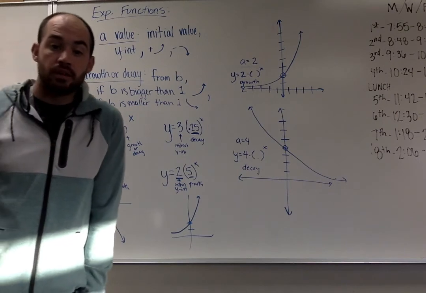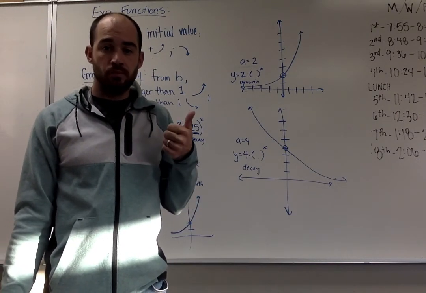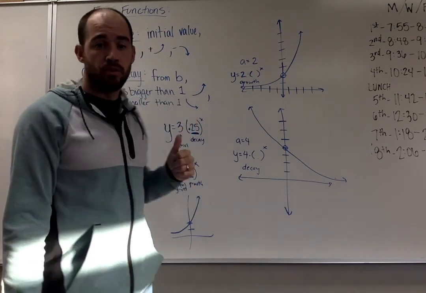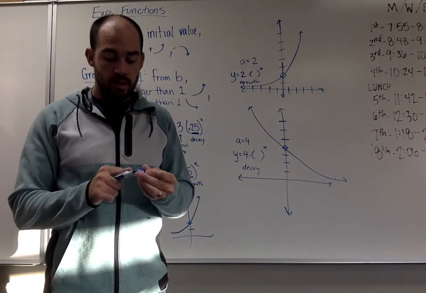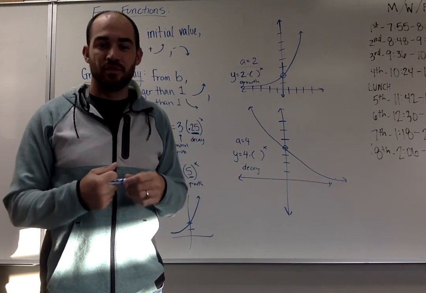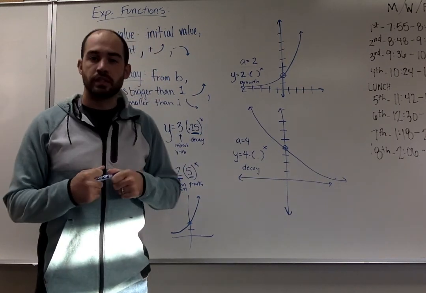So today, these are the things I'm looking for. Can you identify the A value, what's the initial value? And can you identify if your graph is going to have growth or decay from both an equation and from our graphs? Okay. Those are the things that we're going to look for today. Again, take a step back. I gave you a lot of information yesterday, so I want to make sure some of these things are a little bit clearer today.